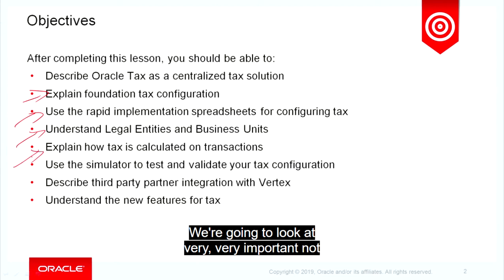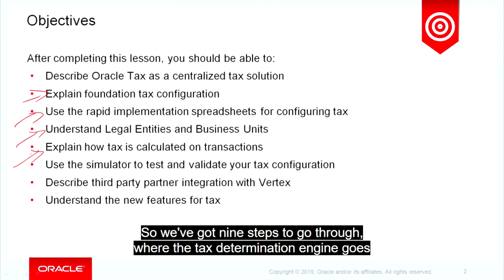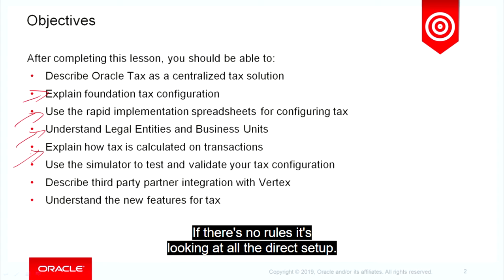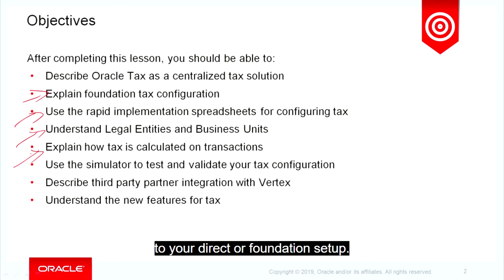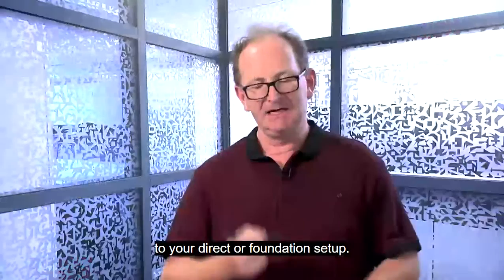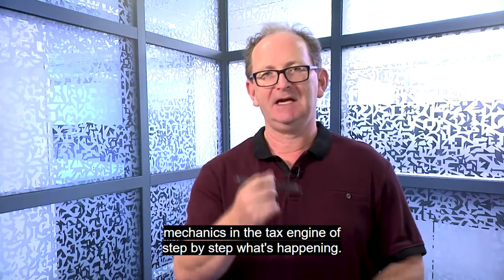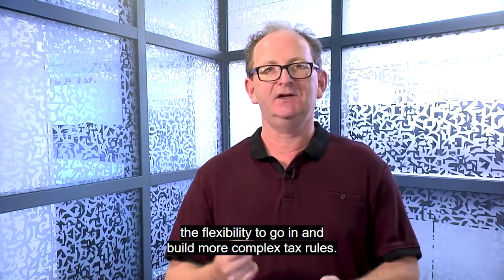We're going to look at, very, very important, not only for the core foundation, but when you're using advanced rules, how tax is calculated. So we've got 9 steps to go through where the tax determination engine goes methodically through these steps. If there's no rules, it's looking at all the direct setup. If there is rules, it will interpret the rules and apply a rule in preference to your direct or foundation setup. So we'll look at those so we understand, if you like, the mechanics in the tax engine of step by step what's happening.